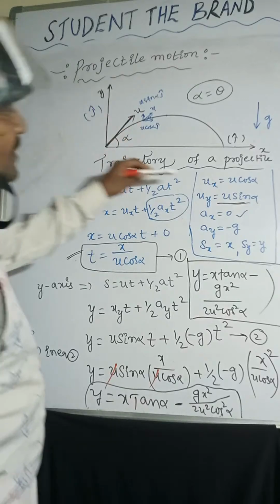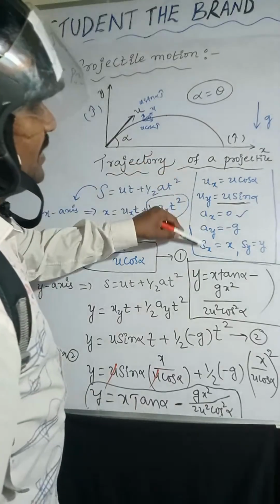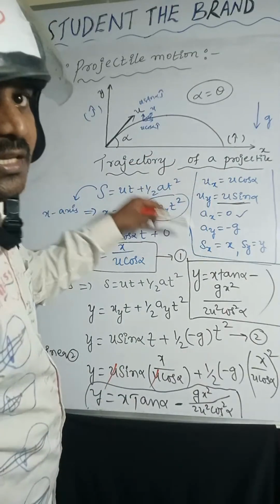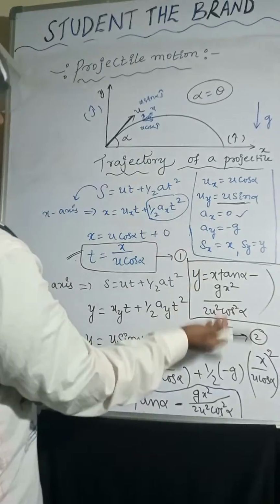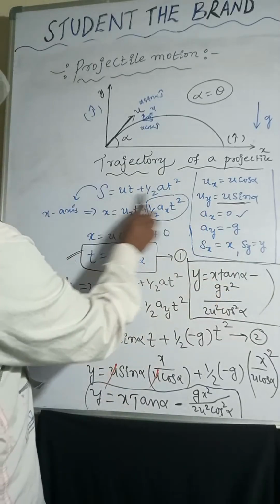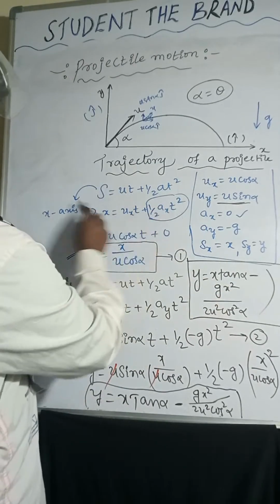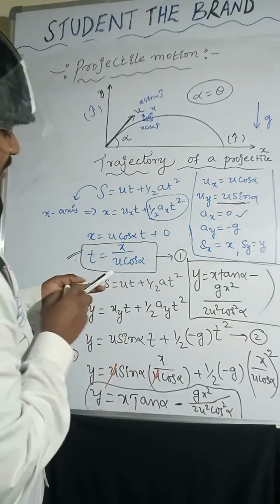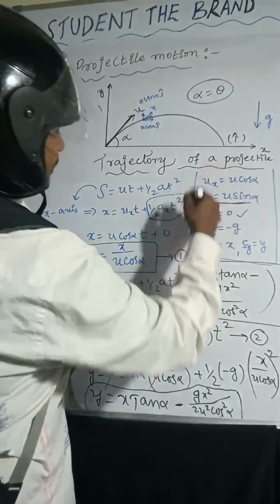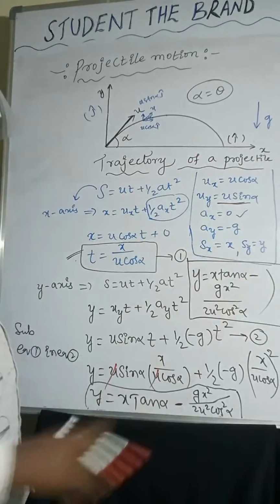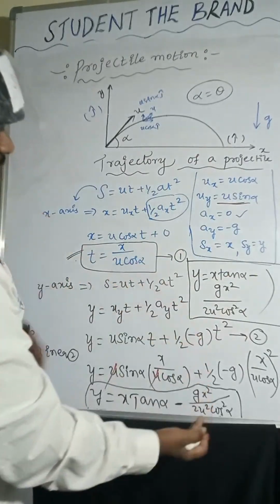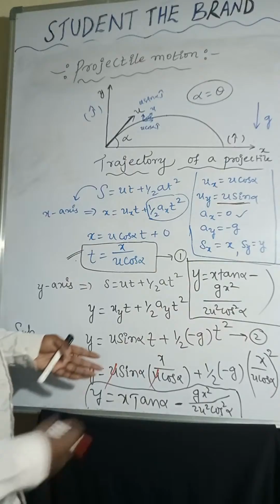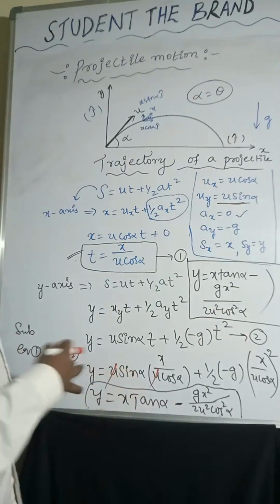First you have to write the conditions. These conditions are very important. First write the conditions, then just substitute those conditions in this equation. Only one equation: S equal to ut plus half at square. If you take this equation and substitute the conditions, that's enough. So automatically you'll get the equation. You don't need to worry about it.